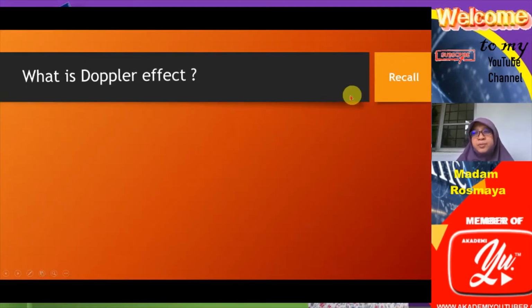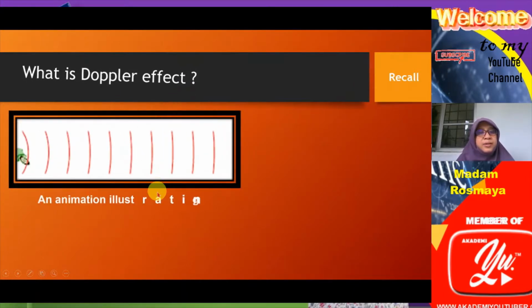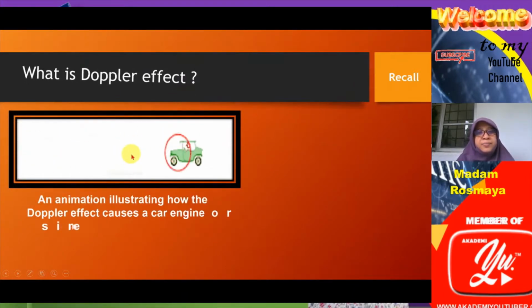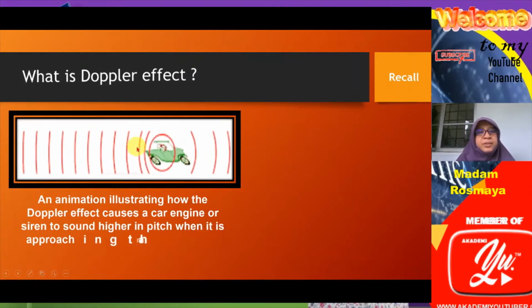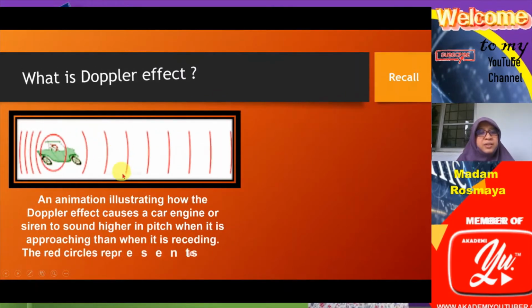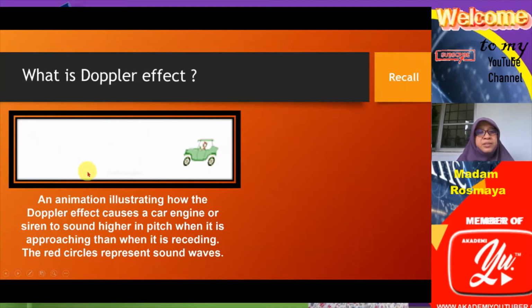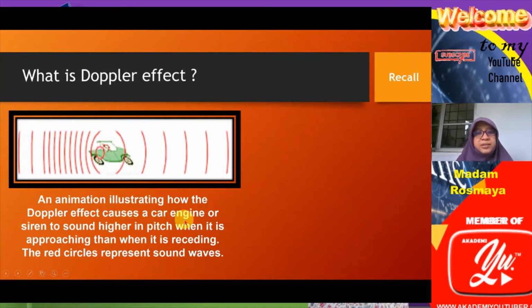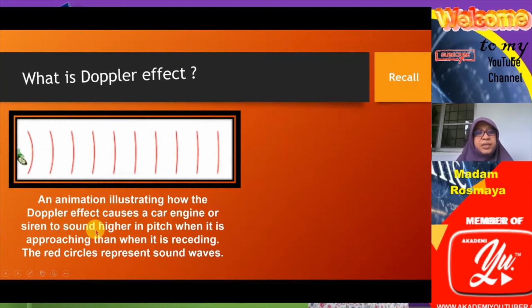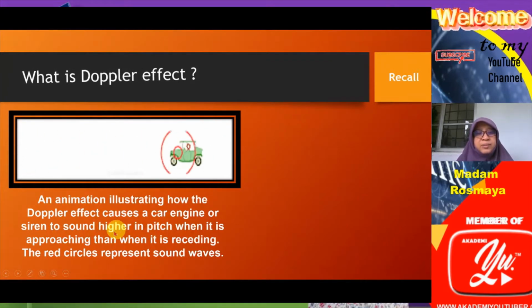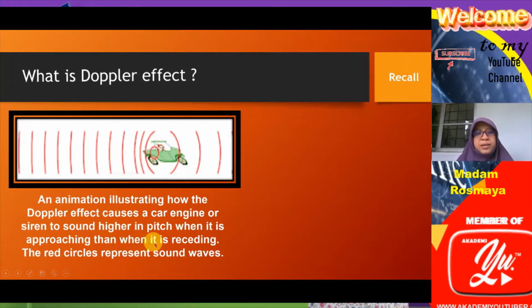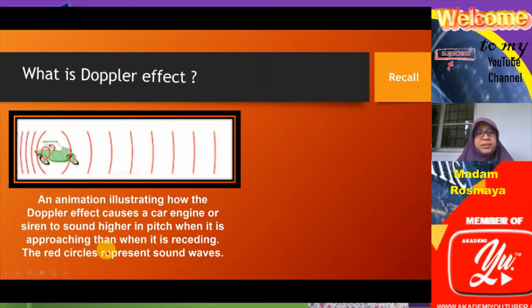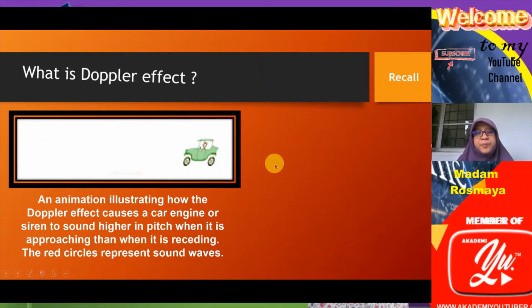So recall what we have learned before. What is the Doppler effect? Referring to the animation given here, this animation illustrates how the Doppler effect causes a car engine or siren to sound higher in pitch when it is approaching than when it is receding. The red circles represent the sound wave.